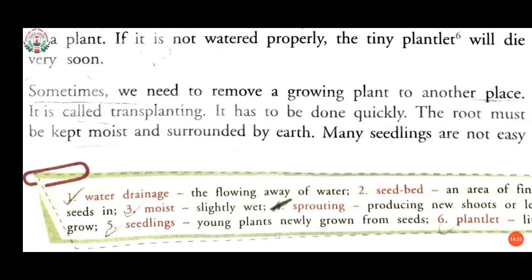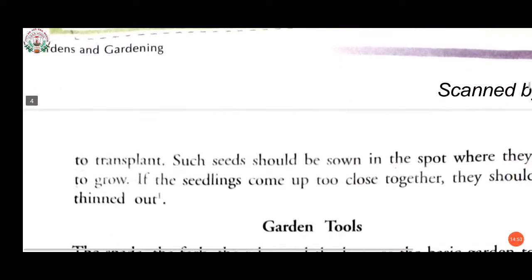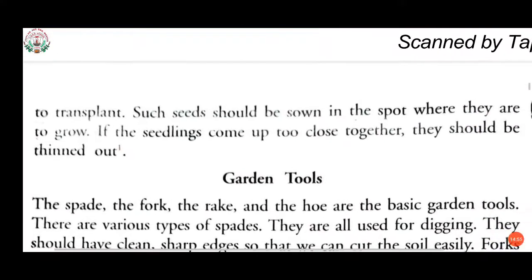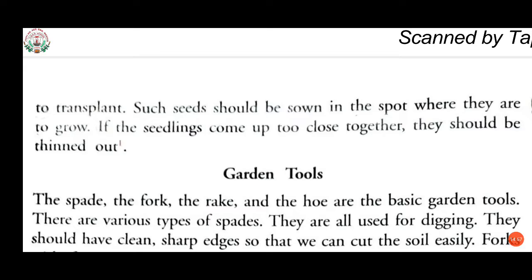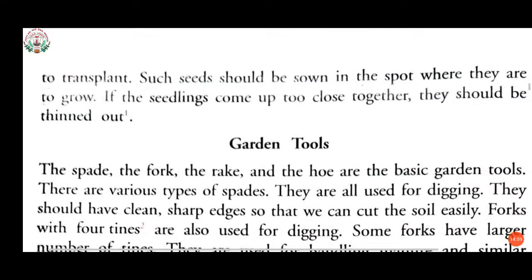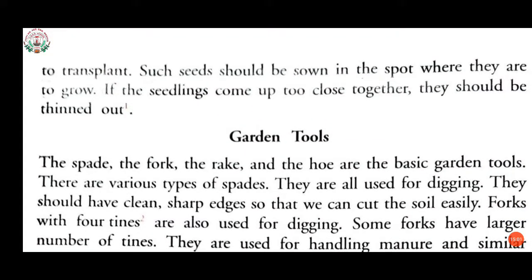Many seedlings are not easy to transplant. Such seeds should be sown in the spot where they are to grow. If the seedlings come up too close together, they should be thinned out.